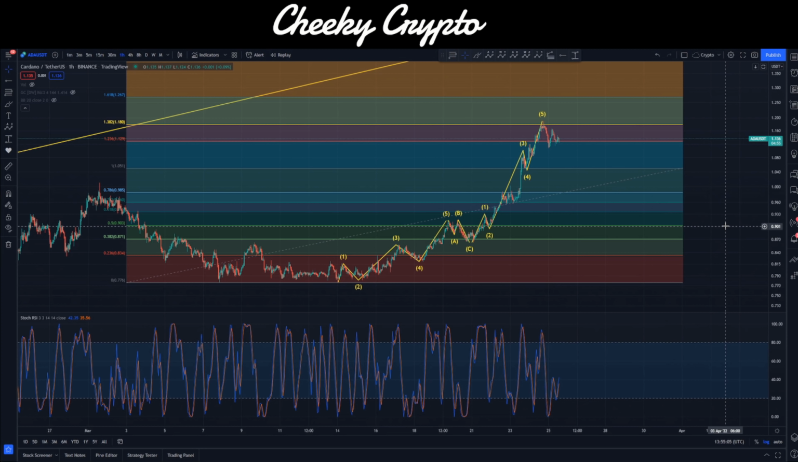Today guys, we're going to be taking another brief look at Cardano to see what's been going on with the price action here of ADA.